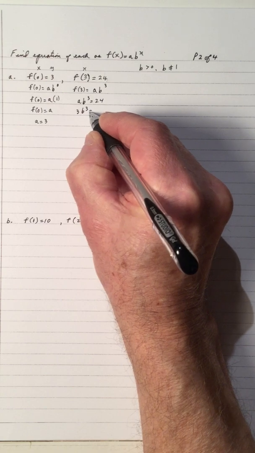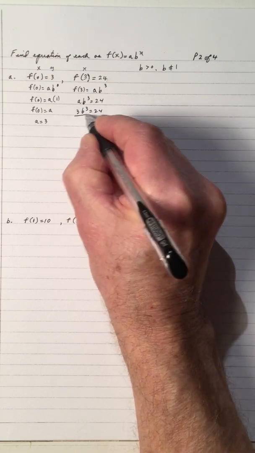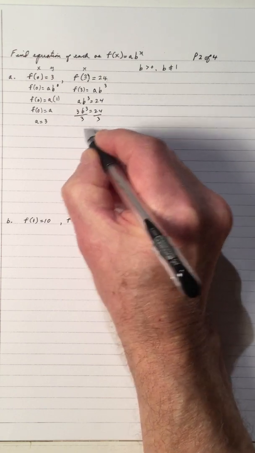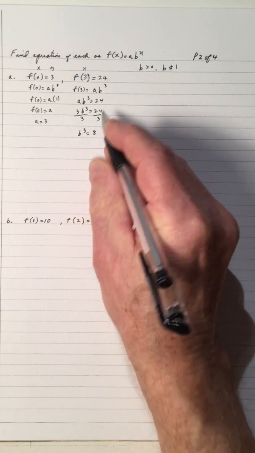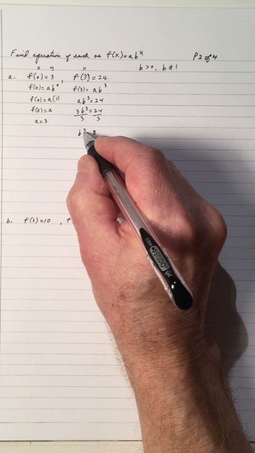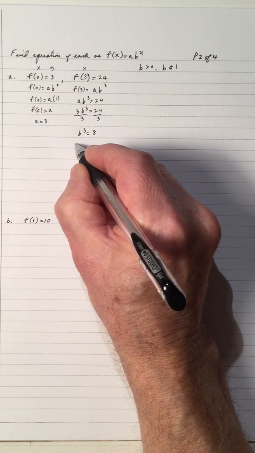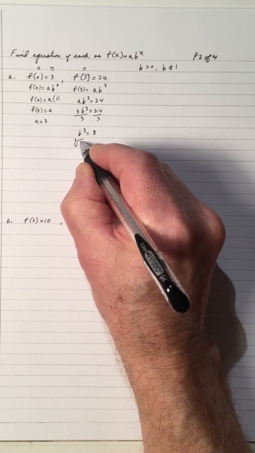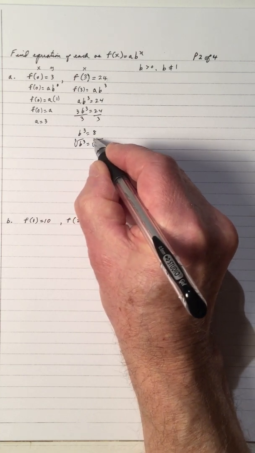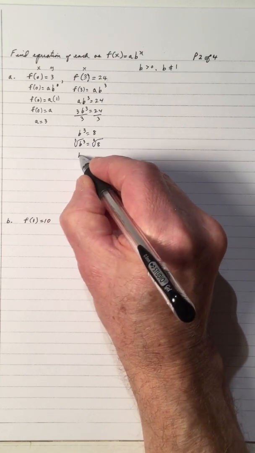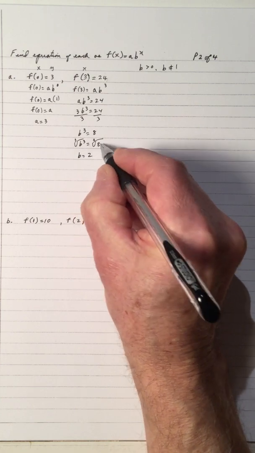3b cubed equals 24. Divide by 3. That means b cubed equals 8. So b cubed is 8. That's a cube, so I'm going to do the cube root. So the cube root of b cubed equals the cube root of 8. Cube root of b cubed is b. Cube root of 8 is 2.